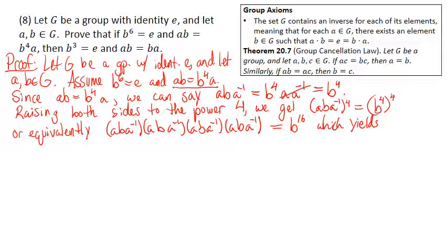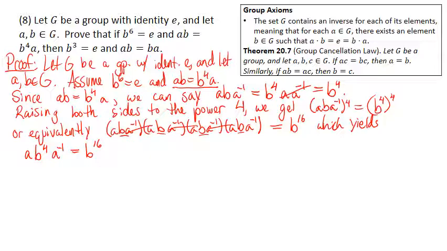So I can actually cancel this a and this a inverse, a and a inverse, a and a inverse. And so what I'm going to get here is, let's see, so I have a, and then I have b, b, b, b. So that's b to the 4th. And then I have a inverse. And then I have that equals b to the 16th.